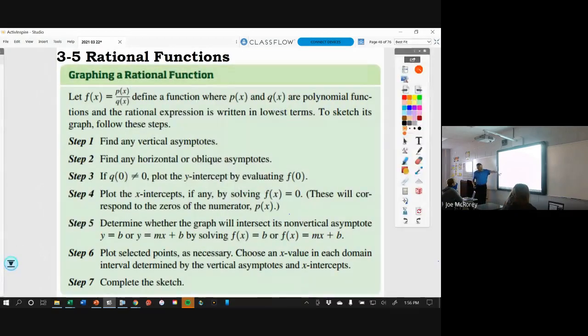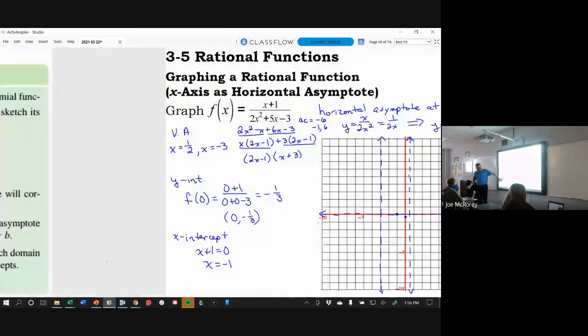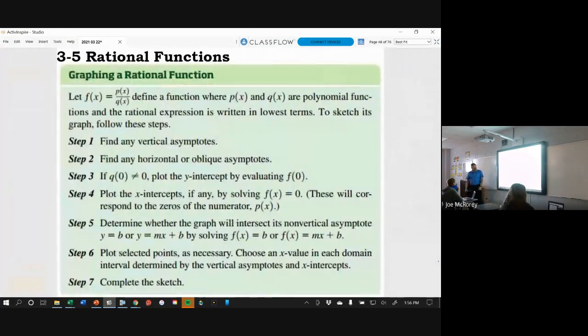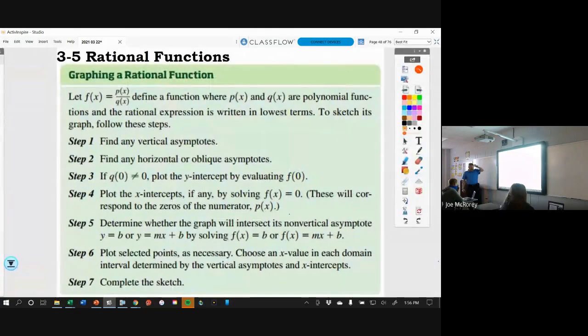Okay, that was step 4. Step 5, determine whether the graph will intersect its non-vertical asymptote. This problem is not really a good example for that because we've already figured it out. Obviously it touches right at that point right there. So that part's already done. Step 6, plot selected points as necessary.